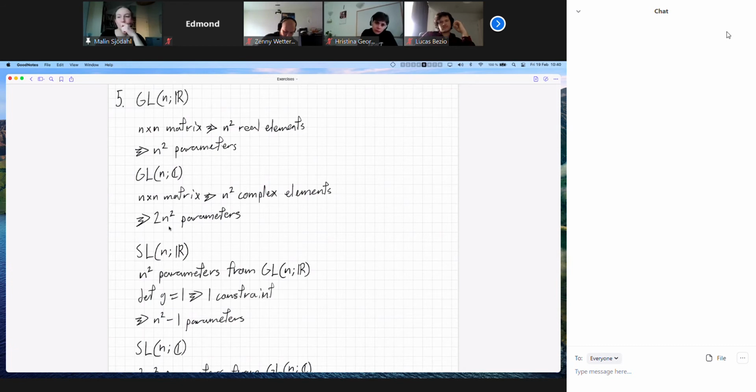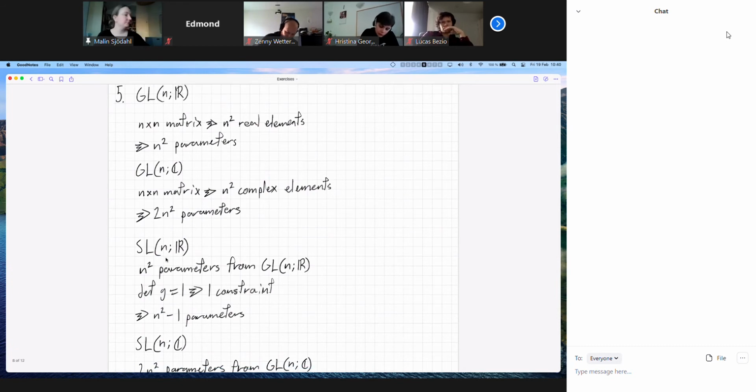Then we have the special linear group, and this is a subgroup of the general linear group. So we have n squared parameters from before, but we have one constraint that the determinant is supposed to be 1. So then we subtract that constraint to get n squared minus 1 parameters. This one constraint allows us to express one parameter in terms of the others.